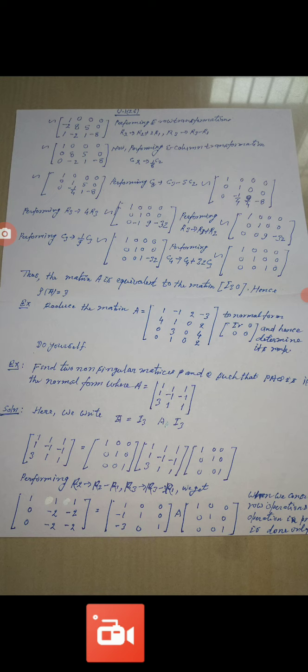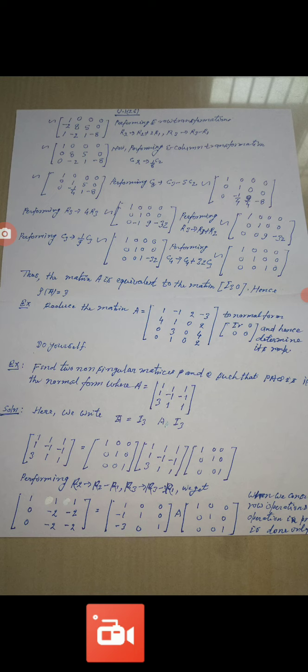Again applying C4 as C4 plus 2C3, we get in the first row 1 0 0 0, second row 0 1 0 0, in the third row 0 0 1 0. Thus we see that this is the form of normal. Hence I3 0, it means the rank of A is equal to 3. Okay.